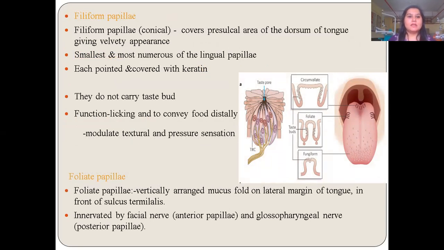The next papillae are the foliate papillae. The foliate papillae are vertically arranged mucous folds on the lateral margins of the tongue in front of the sulcus terminalis. They are innervated by the facial nerve, the anterior ones, and the glossopharyngeal nerve, that is the posterior ones.